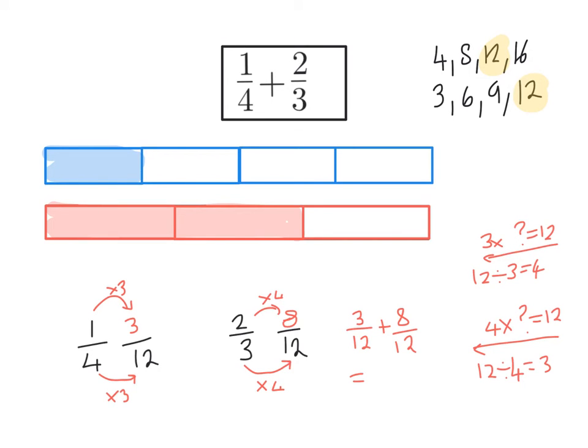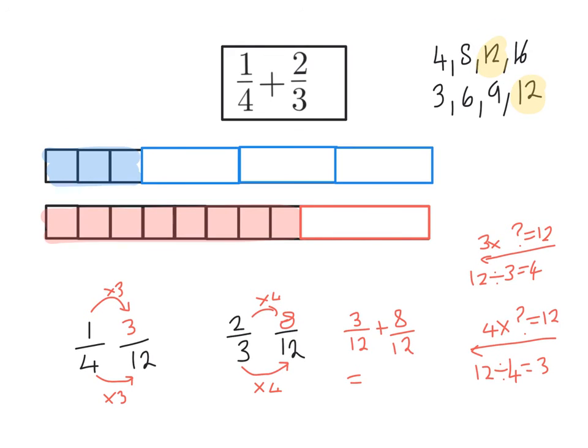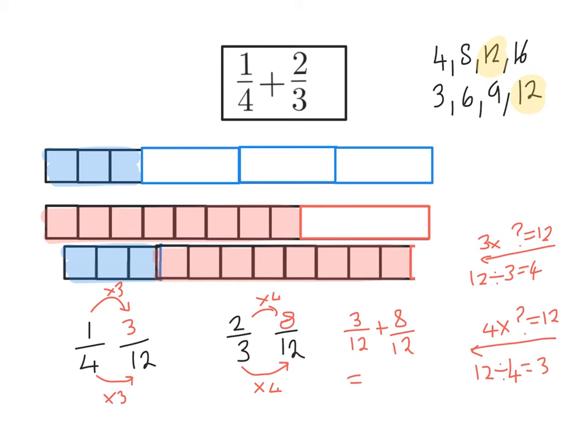And if I show you visually, if you look back at our bars, our 1/4 has now turned into our 3/12, and our 2/3 has now turned into our 8/12. So if I grab these and put them here, and if I grab these and put them here, they're all 12ths. So now I know that altogether I've got 1, 2, 3, 4, 5, 6, 7, 8, 9, 10, 11 12ths.